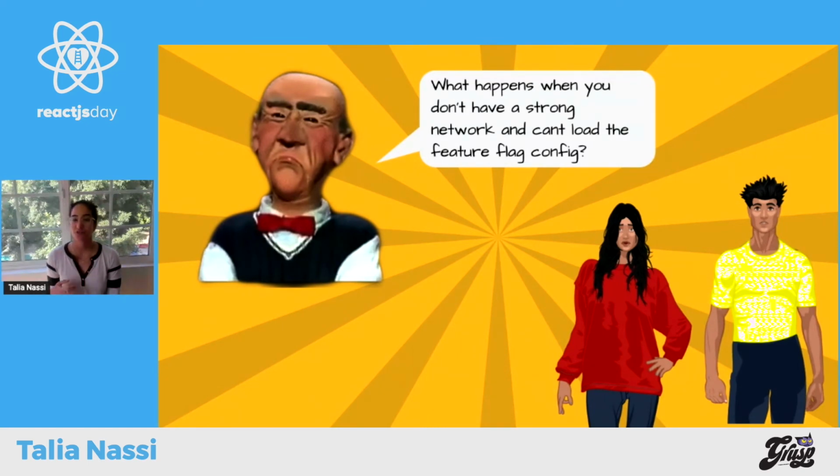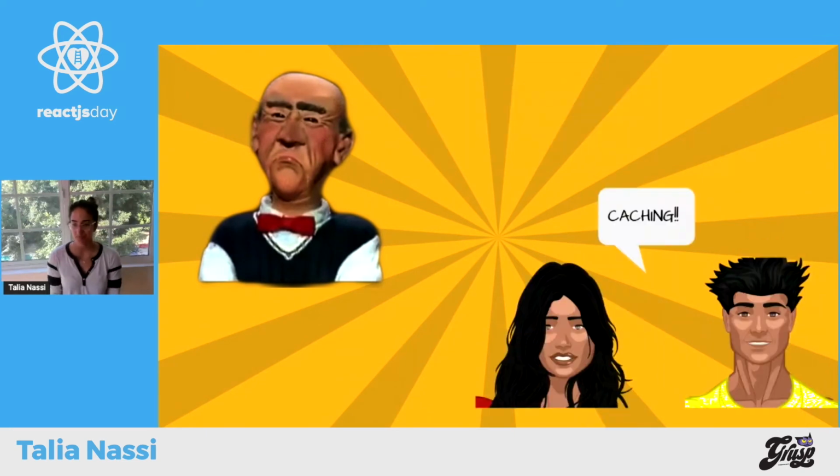So this grumpy old dev goes up to Debbie and John and says, hey, your plan only works when you have a strong network connection because you need to pull the current feature flag status from the server. But what happens when you don't have a strong connection and you can't load the feature flag configuration? Like, what do you do then? And Debbie and John are like, grumpy old developer, you don't scare us. We use caching.